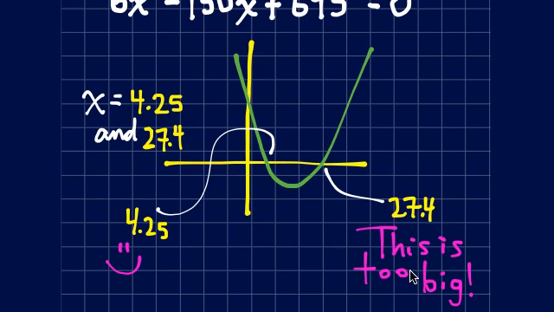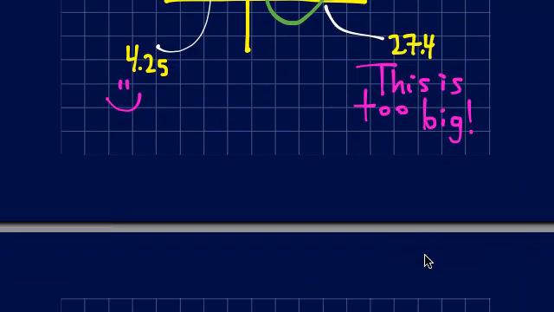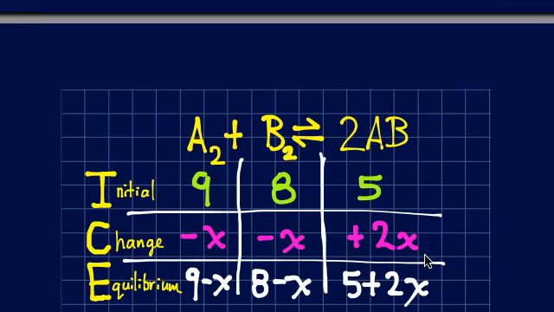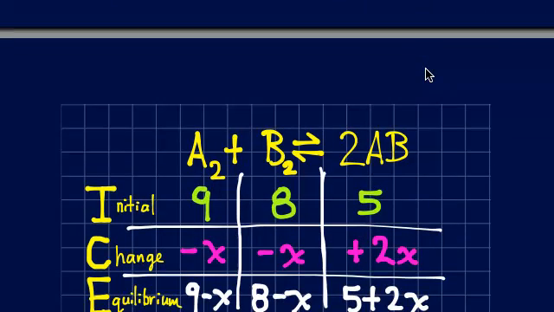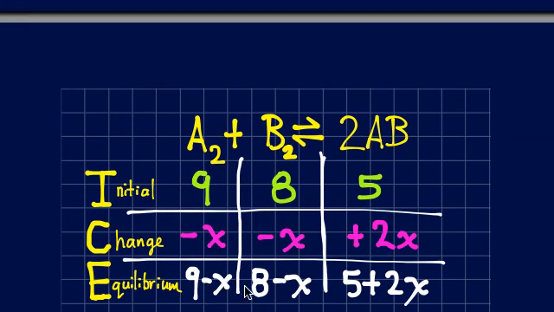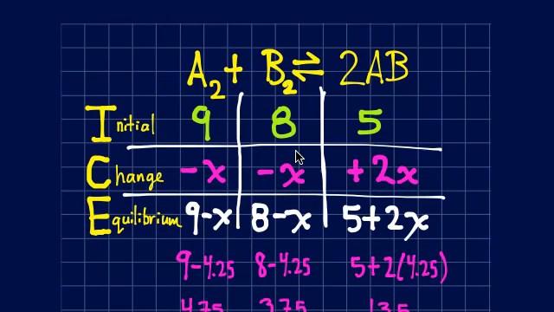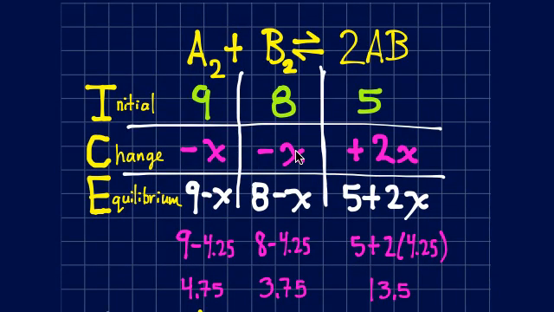But you know what? I decided this was too big, or this answer doesn't make any sense, because of the following. If I remember back to my equation, or my relationship, if I tried to put 4.25 in any of these, I would get a reasonable answer. But if I tried to put 27.4 into my original quantities, 9 minus 27, 8 minus 27, those give negative amounts of these chemicals. And you can go to 0, theoretically, but you can't have negative amounts. That's how I decided that one root of that quadratic was too large.